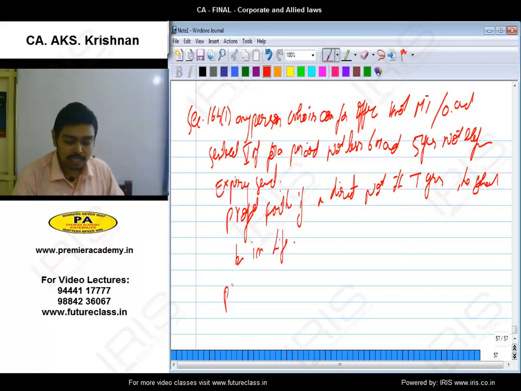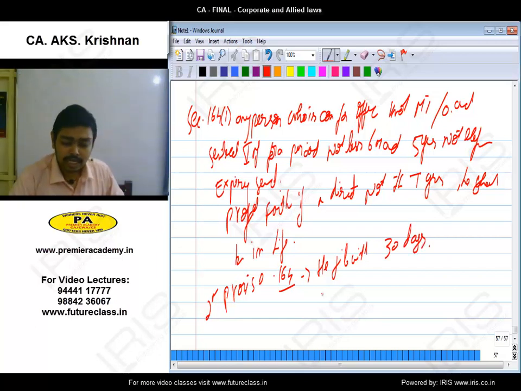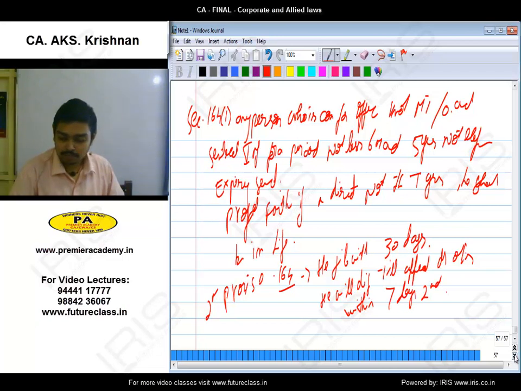Correct? Then the second proviso to section 164 says what? If he files an appeal within a period of 30 days, he will not be disqualified till the appeal is disposed of. And if the appeal is disposed of and not in his favor, then within 7 days he can go for a second further appeal. Okay, next.